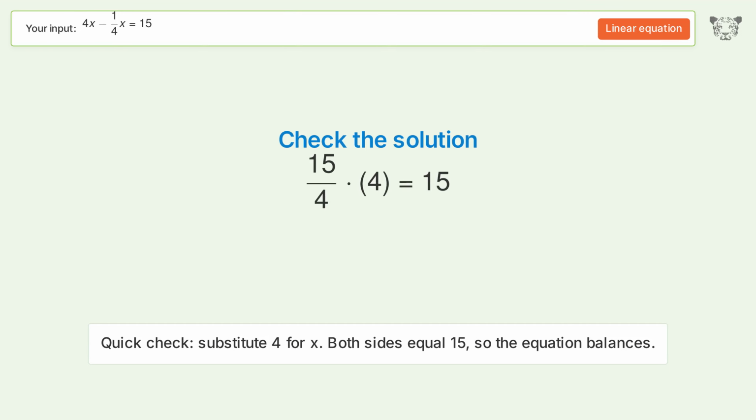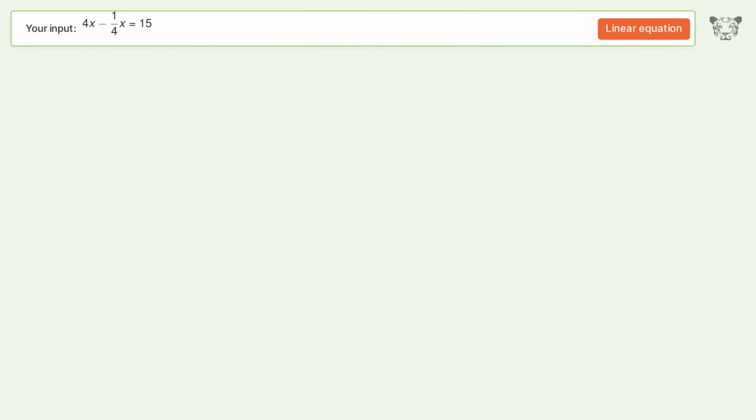Quick check, substitute 4 for x. Both sides equal 15, so the equation balances. So, x equals 4.